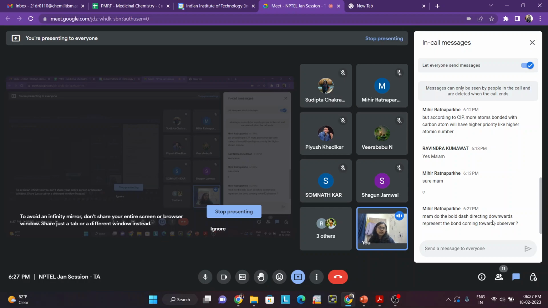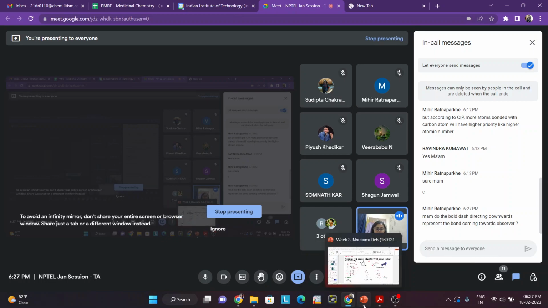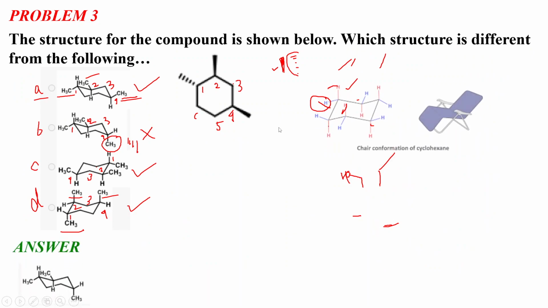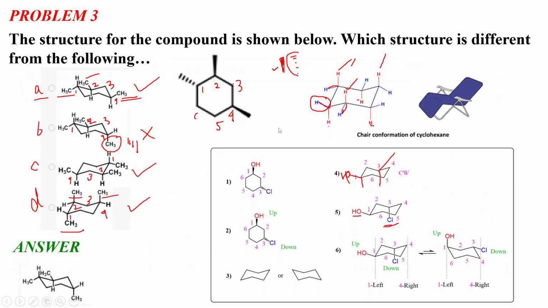Okay, so the question is whether these are bonds coming toward the observer. I will just draw it out. Let's say this is a bond coming toward the observer. Technically no. Actually, if you look at this cyclohexane molecule very carefully, see, there is a cyclohexane molecule.